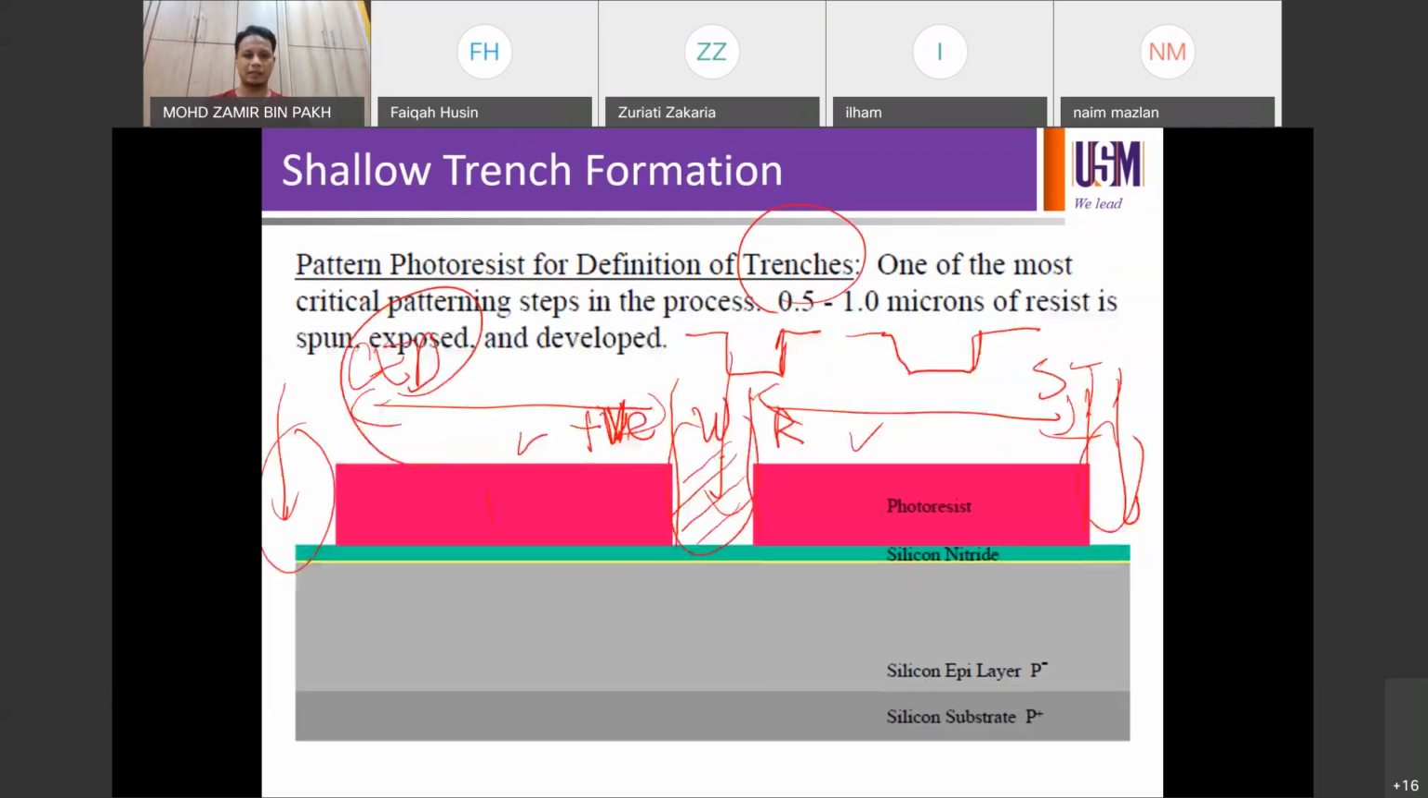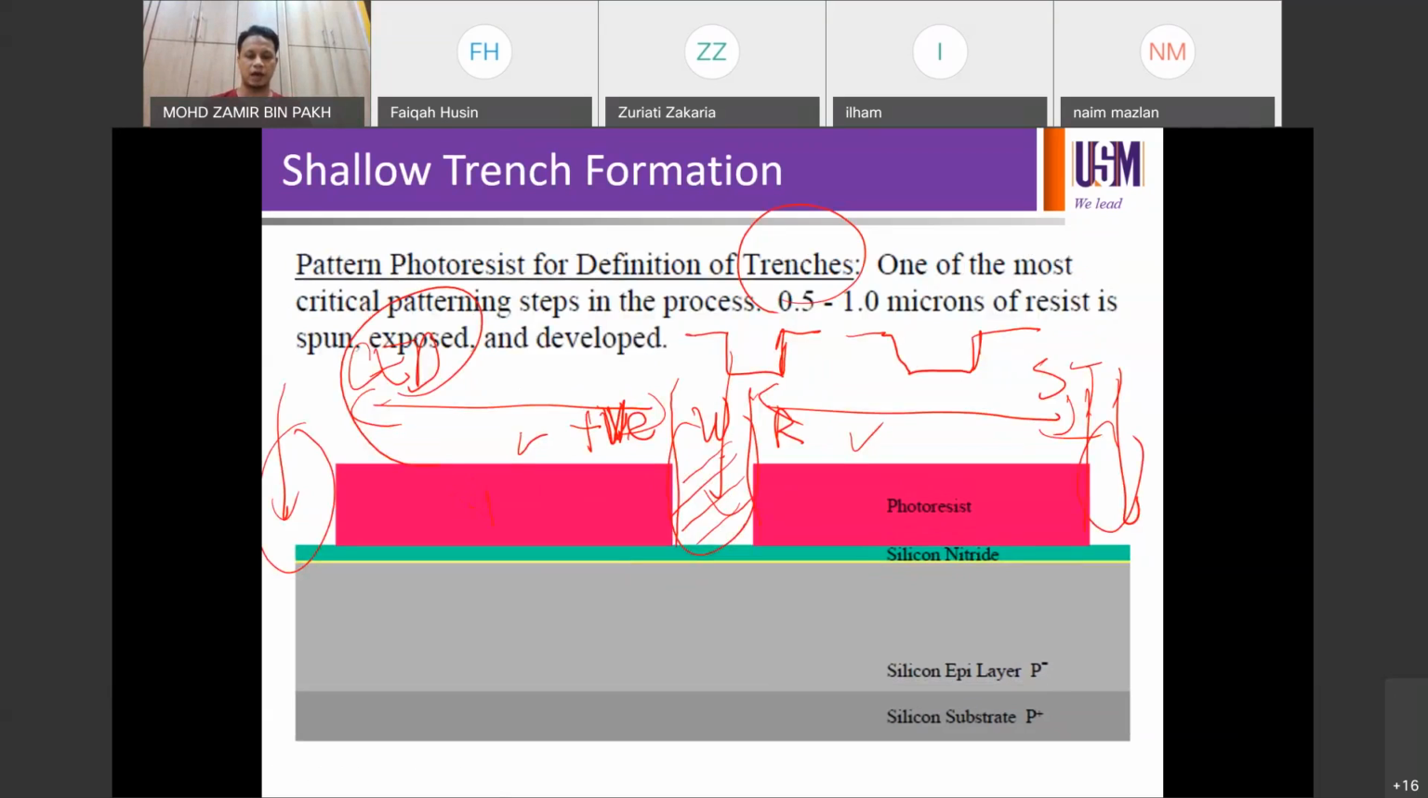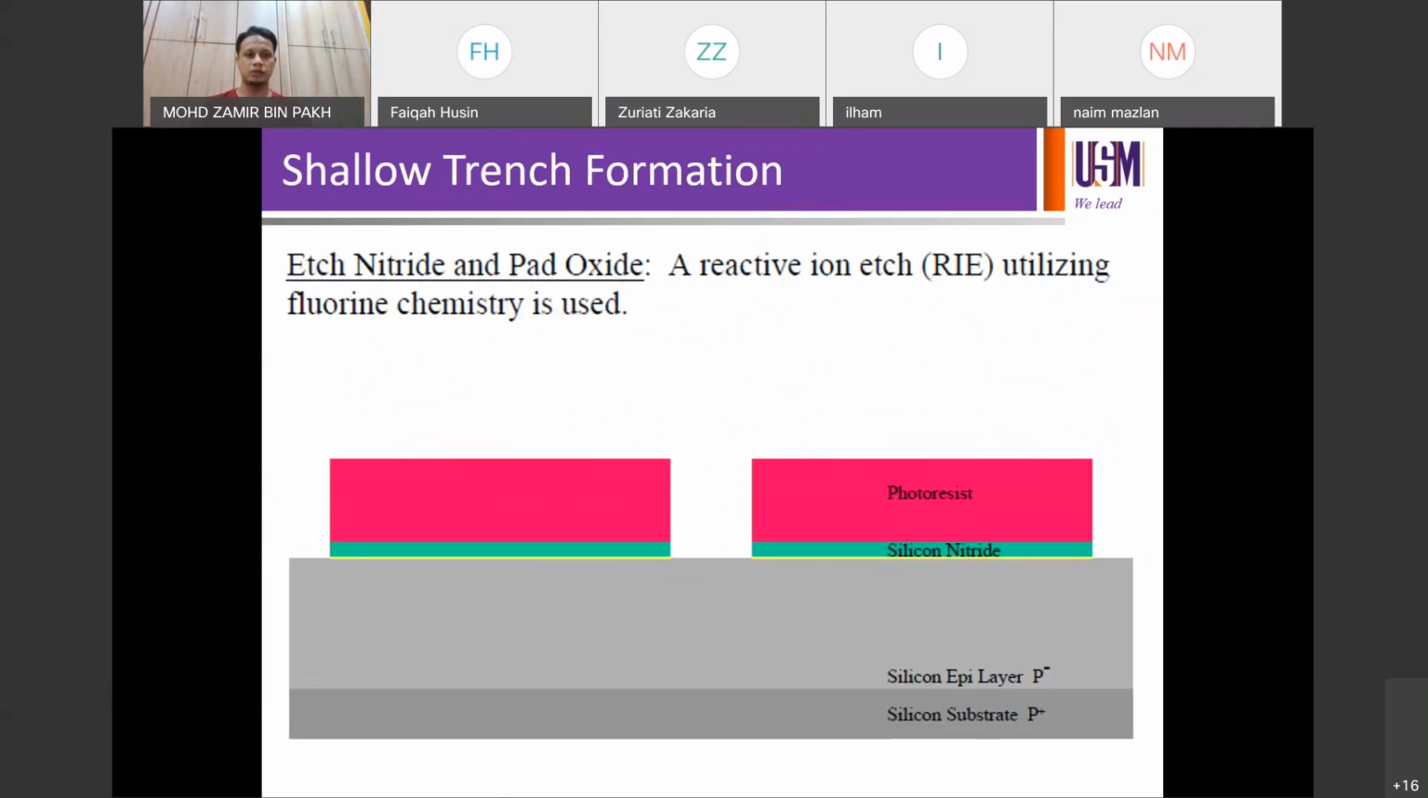Next, so you've patterned your resist. What's next? Then you remove. You see that you remove the oxide. You etch the nitride. You etch the oxide. So the next step is called etch nitride and PET-ox, by RIE process utilizing fluorine chemistry. In this case, you need to recall what is RIE, the anisotropy of the process, and what are the typical gases being used in the RIE process to enable etching of the nitride and the PET-ox, right? So recall the etching process in this case. So we now etch our nitride and PET-ox.